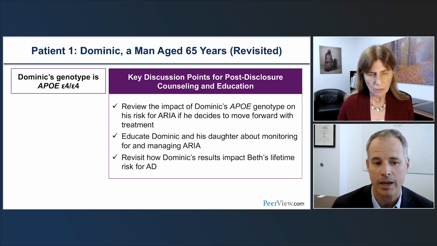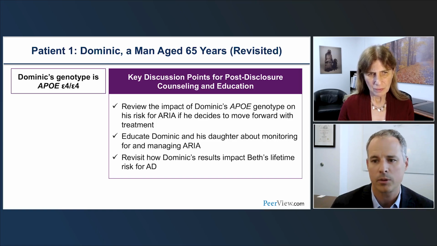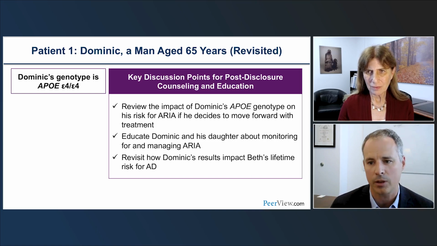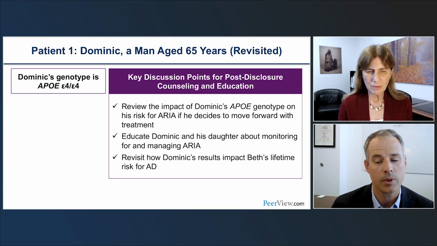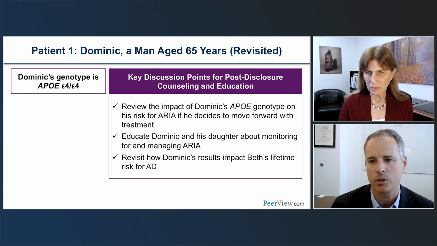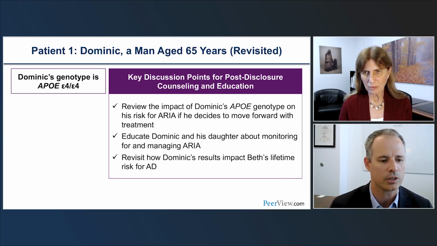So his genotype is, in fact, APOE4/4, as we suspected. And so we have some issues. We have to discuss this with Dominic. What does this mean? How does this genotype impact his risk of ARIA? And is he going to decide to go forward? Obviously, you saw, depending on which therapy he chooses or is available to him, APOE4/4 does increase his risk of ARIA. As you may have noticed, it did not seem to increase the risk of macrohemorrhage in the clinical trial, but the risk of symptomatic ARIA goes up significantly in APOE4/4 individuals. This is a discussion that needs to be had.